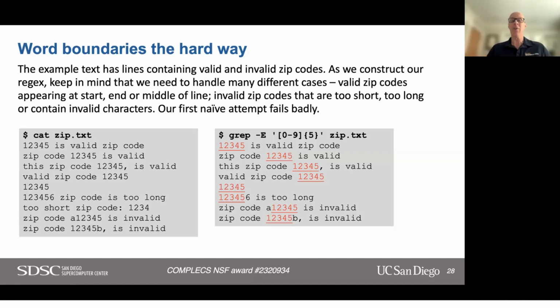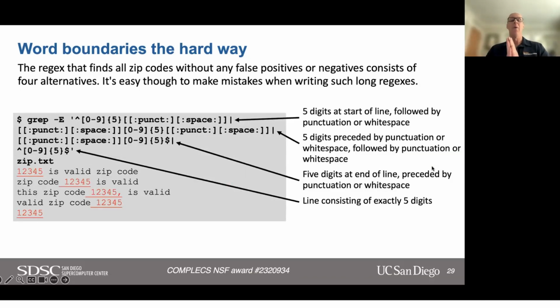Notice though that the matches appear to be correct. You know, we picked up the 5 digits. So we need to be aware of word boundaries. So we want to find a regex that finds all of those zip codes without any false positives or negatives. And it's going to consist of 4 alternatives. It's easy though to make mistakes when we write these long regexes.